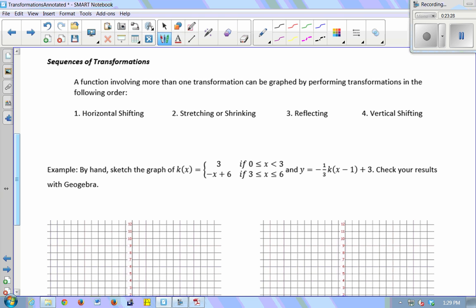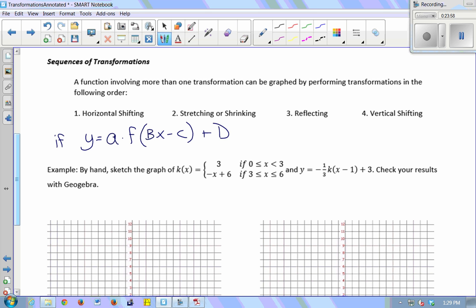It has to do with the order of operations, and it has to do with the way that we write the function. So these steps work if the function is written like this: y equals a times f of bx minus c, plus d. So it has to do with the order of operations.